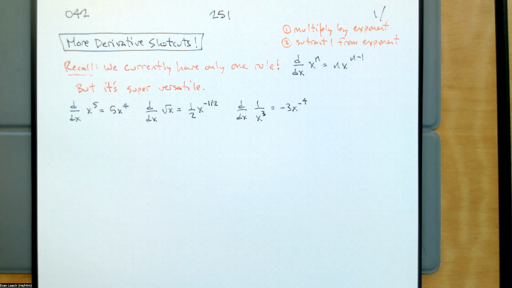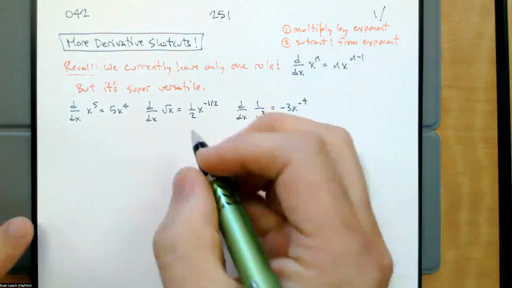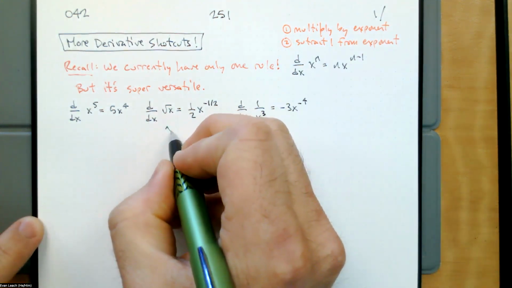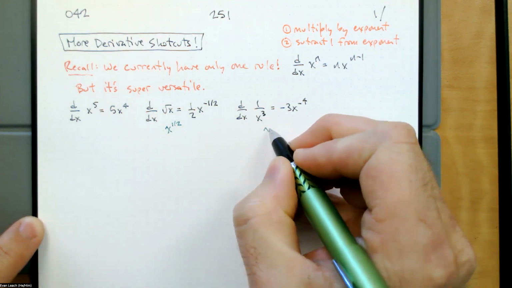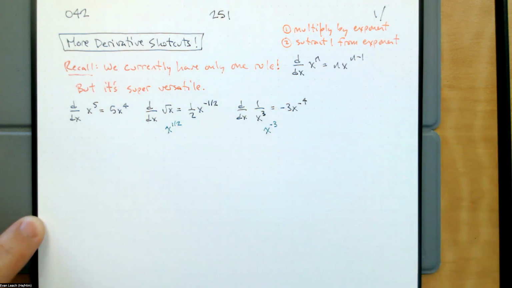The derivative of the square root of x: we can write the square root of x as x to the 1/2 power and do 1/2 x to the minus 1/2. We can write 1 over x cubed as x to the negative 3 and write the derivative as negative 3x to the negative 4. Multiply by the exponent, subtract 1 from the exponent. So we can read the square root of x as x to the 1/2, and 1 over x to the third as x to the negative 3.